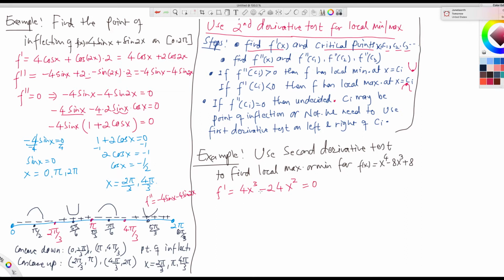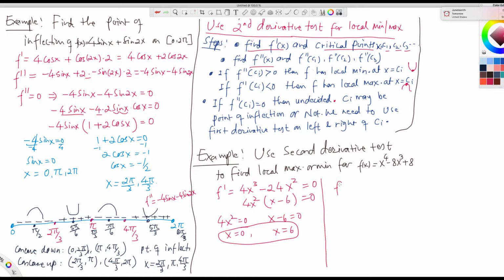What do you get? When you set that equal to 0, let me take 4x squared out. What is left is x minus 6, right? So if you set 4x squared equal to 0, what do you get? x equals 0. And if you set x minus 6 equal to 0, what do you get? x equals 6. These are the two critical points, right? Critical numbers.